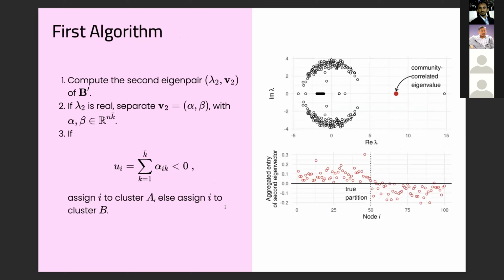So our first algorithm says, let's compute this second eigenpair. We'll compute the second eigenvector associated to this smaller matrix representing condensed information from the non-backtracking operator. We'll separate the eigenvector into 2 pieces, and we'll take from the first piece all of the entries, aggregate them just by adding them up, and get some information about the cluster association for node I. So if this aggregated information from our eigenvector for node I is negative, we'll assign the node to cluster A, and otherwise we'll assign it to cluster B.